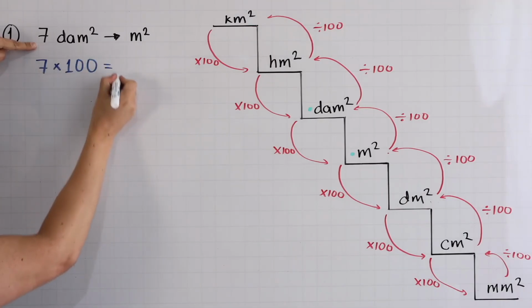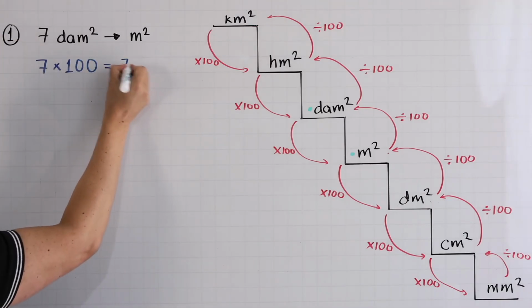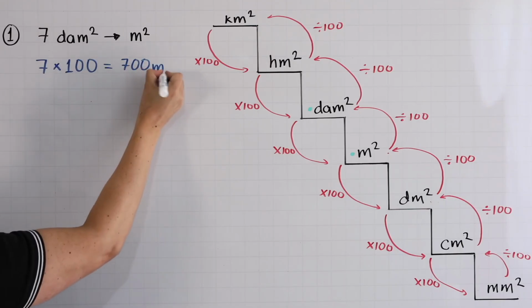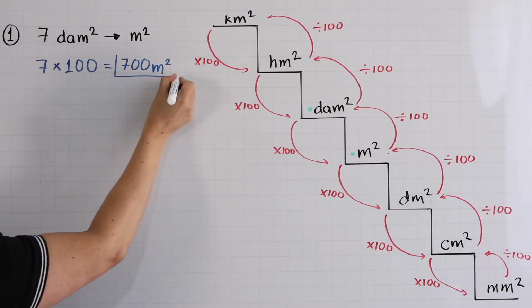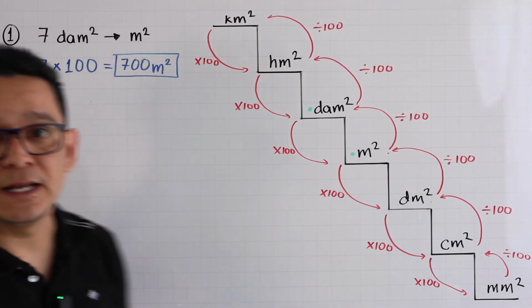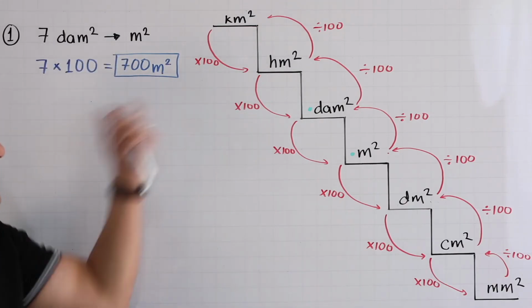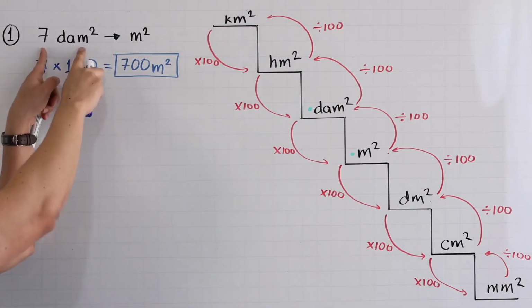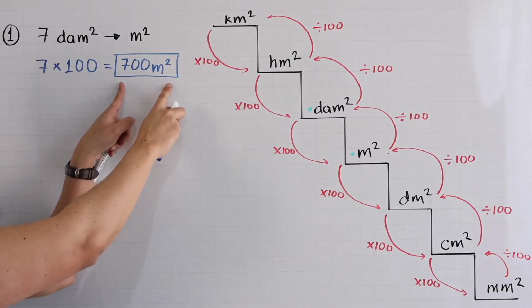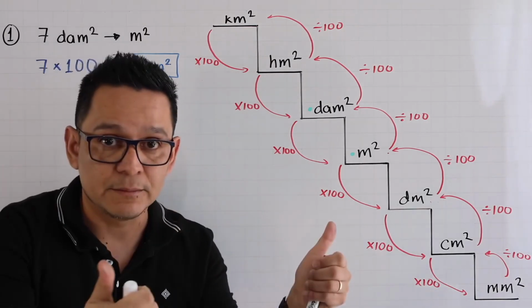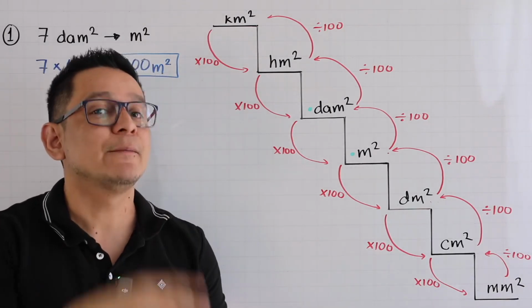And how much is 7 times 100? Well, that's 700. In this case, it will already be in square meters. And guess what? We're done. The answer is 700 square meters. So in 7 square decameters, there will be 700 square meters. There you go, we're done. Easy, right? Let's move on to another exercise.